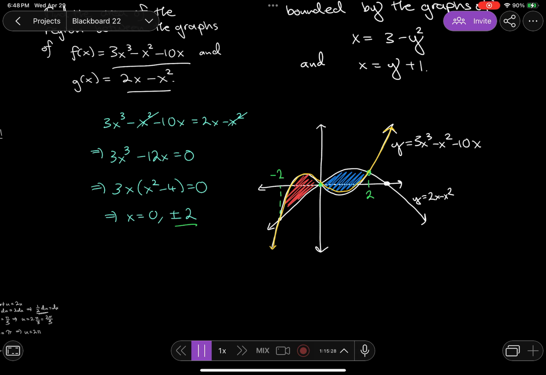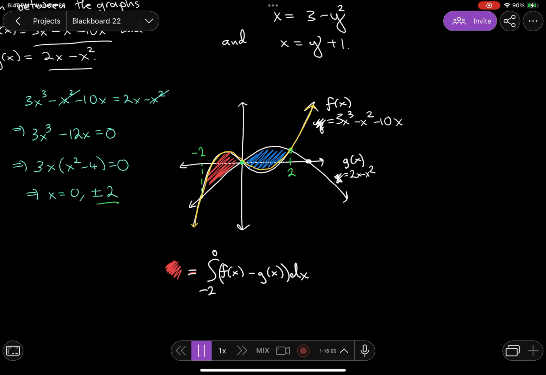So again, notice, I don't know why I used y here. This should just be f of x. It's much better. And this is g of x. So for the red region, I have to integrate from -2 to 0. And what I have is that my yellow function f is larger than the other one, which means I want to list that one first. So I'll have f of x minus g of x here, dx.